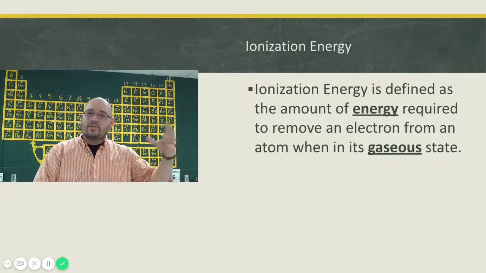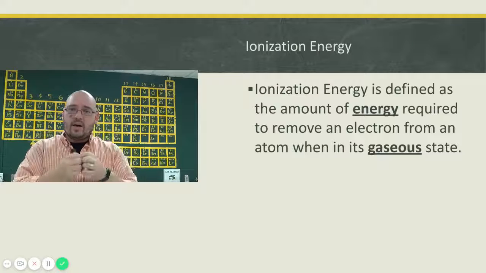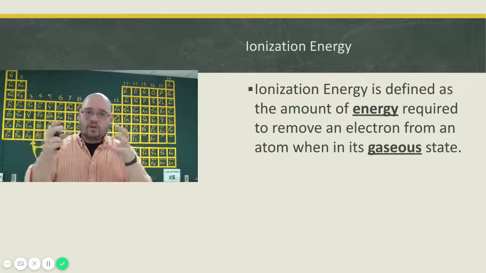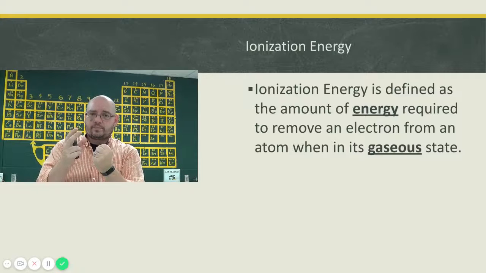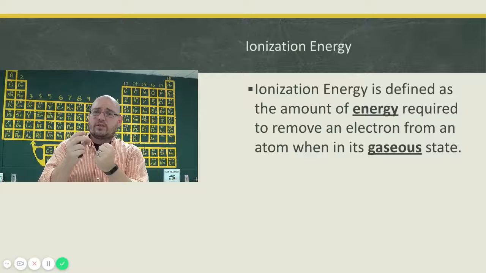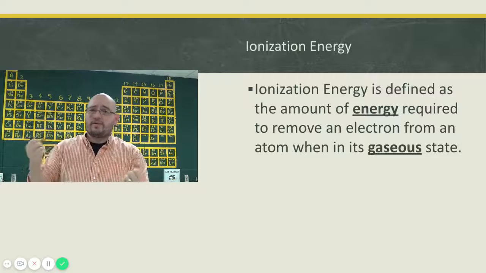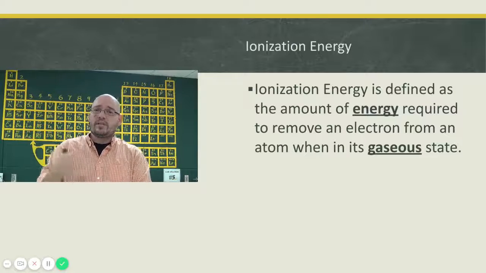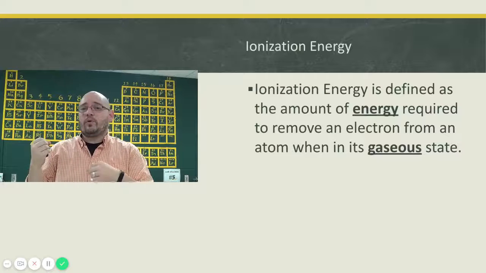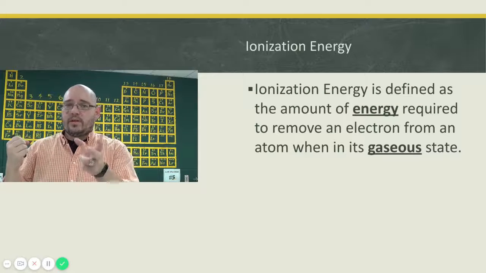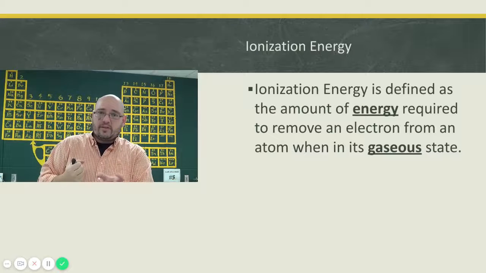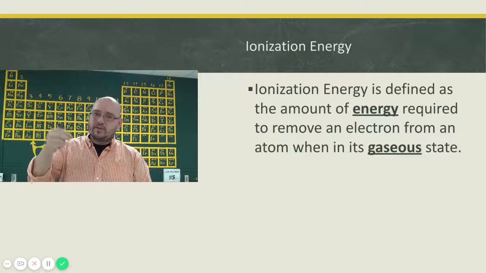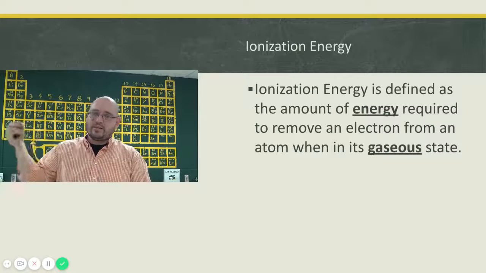So if you think about the same thing that we talked about before, the positive and negative attraction, the positive nucleus is pulling those electrons in. How hard it pulls determines how hard it is to pull them off. Think about this tug of war. If I want to pull the negative electron off, I have to pull harder than the positive nucleus is pulling. So my energy pulling out has to be greater than the energy of the nucleus pulling it in. That's what ionization energy is, the amount of energy you have to use to remove that electron.